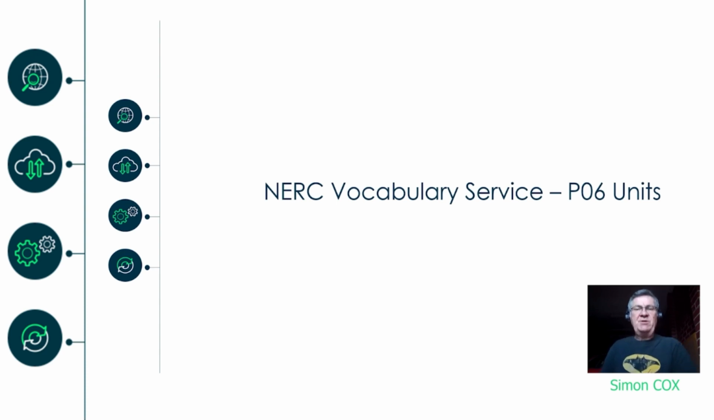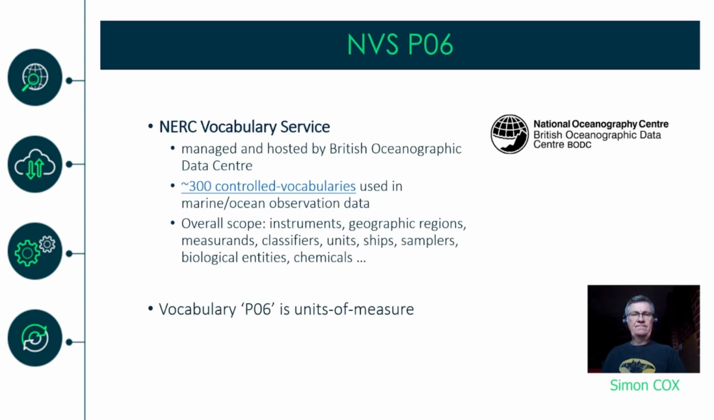The NERC vocabulary service includes one collection of units of measure, known as P06. The NERC vocabulary service, or NVS, is a big vocabulary service which is an important part of the marine science and oceanography infrastructure. The oceans community tends to be quite good at establishing and maintaining shared infrastructure, probably because their kit is big and expensive, therefore usually shared. We're talking about ships and global constellations of sensor platforms.